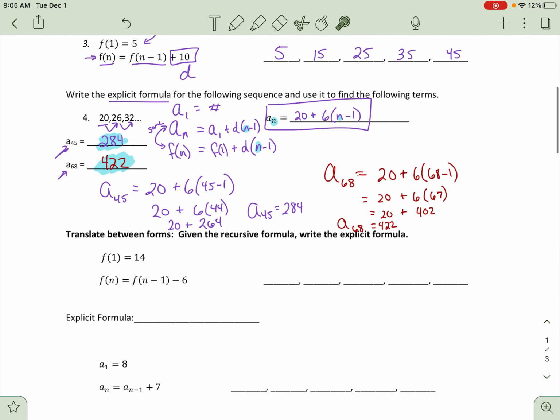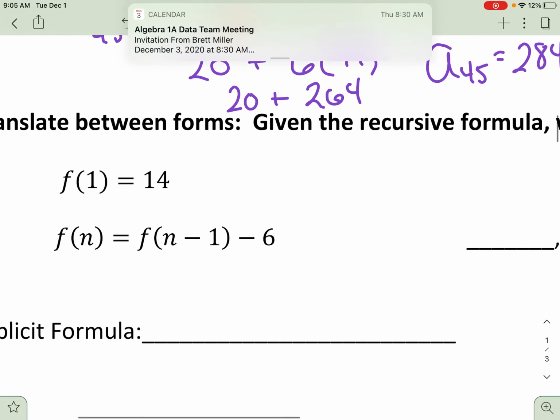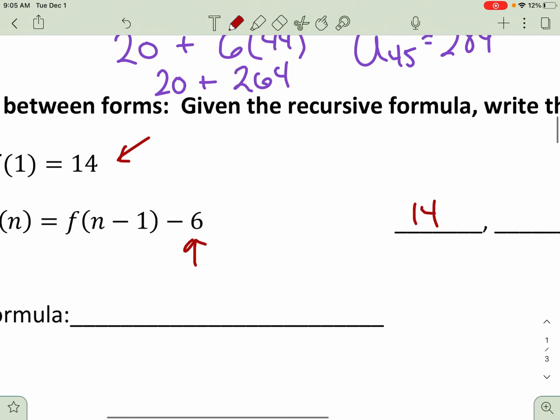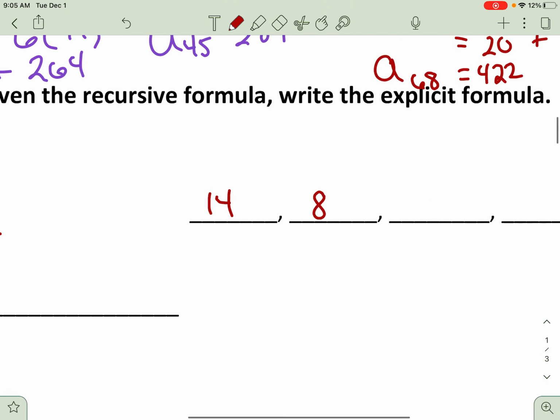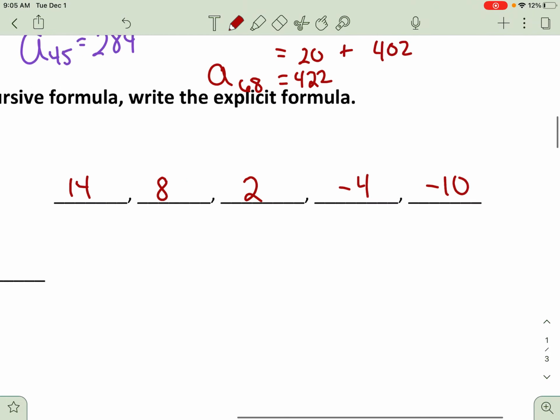It's a little bit easier to use. Okay, so we're going to translate between forms here. It says, given the recursive formula, write the explicit. So this is the recursive. And so it tells you, obviously, this is our first term, and then this is our common difference. So it starts at 14, and then it goes down 6. Okay, so that takes us there and there. All right, so that gives us our term.